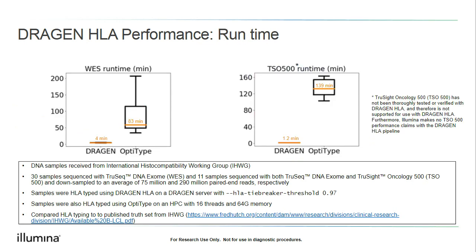The one feature that we want to highlight as part of our HLA performance is the runtime. Running these whole exome samples and the TSO500 samples, you can see that DRAGEN runs extremely fast, this HLA pipeline, compared to OptiType. For some of the whole exome samples, we averaged about 4 minutes of analysis time, while OptiType was about 83 minutes. Again, a big difference in some of the TSO500 samples. So while we have good concordance with OptiType, you can see that the speed of analysis for this HLA pipeline is extremely fast.